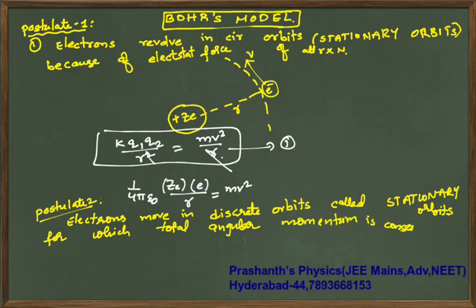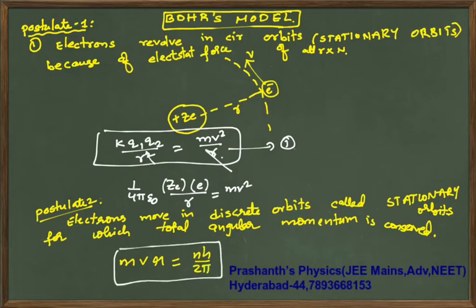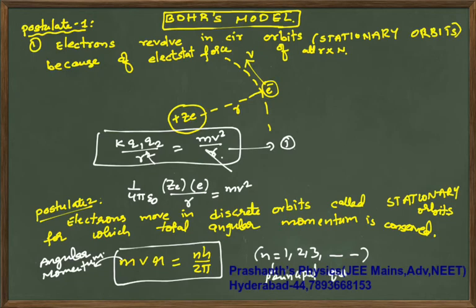So what does this mean? I will tell you. Your second statement says mvr is equal to nh by 2 pi, where n is equal to 1, 2, 3, and so on. Basically this n is your principal quantum number, which you might have studied in your chemistry.